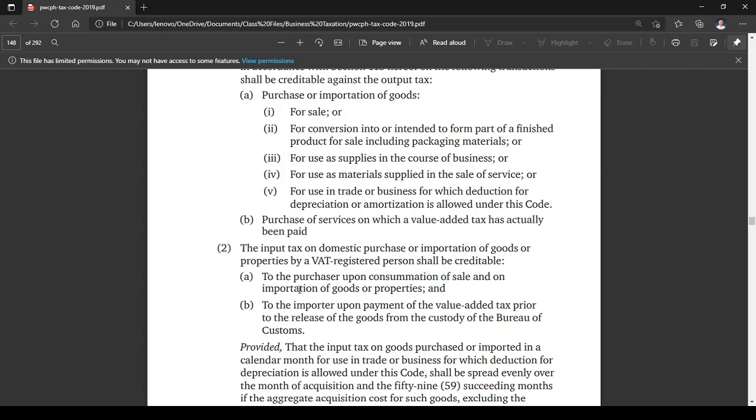and importation of goods or properties. Kapag importer naman tayo, okay, upon payment of the value-added tax prior to the release of the goods. So, di ba, kapag importer tayo, unang mapupunta muna siya sa Bureau of Customs. Okay? Tapos, saka lang ito mare-release kapag magbabayad na tayo ng value-added tax.